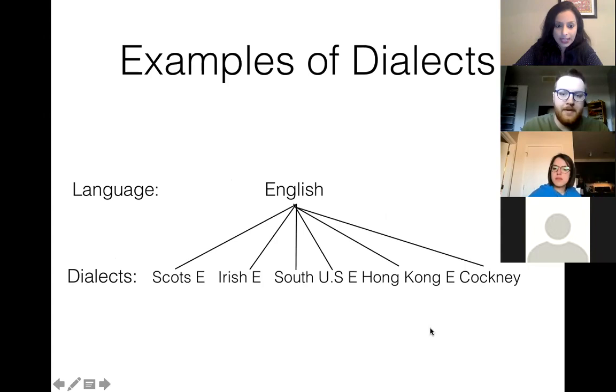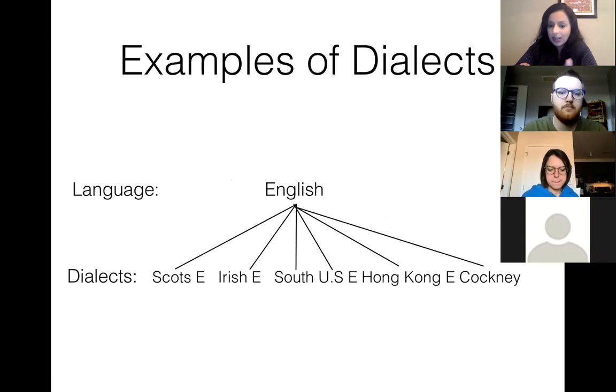So let's get a little bit more into dialects. You can have different varieties of language depending on many different factors. Geographical location is a great factor for classifying languages into dialects. So you have English, and then you have Scots English, Irish English, Southern US English, Hong Kong English, Cockney, etc., which are different dialects of English.